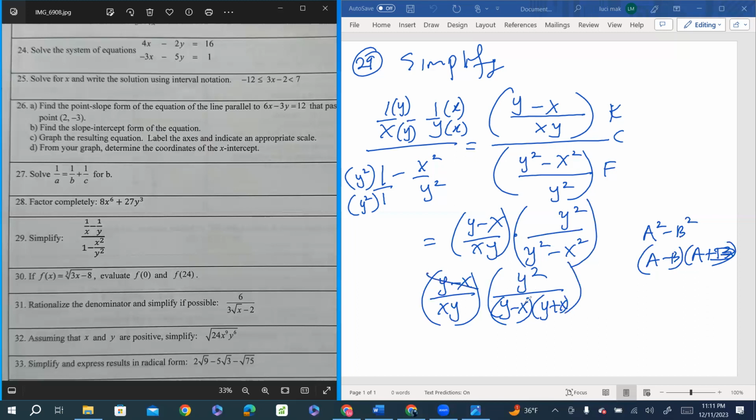So now y minus x cancels. One y will cancel with one of these y's. So what do we have on the numerator? Only a y. One of the y's canceled out, but we have one y left. And then we also have another x on the denominator as well as y plus x. And that's your final answer. Okay. I'm going to erase the board and do the next question.